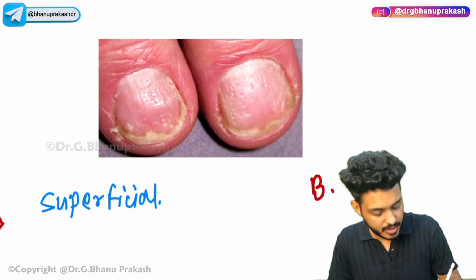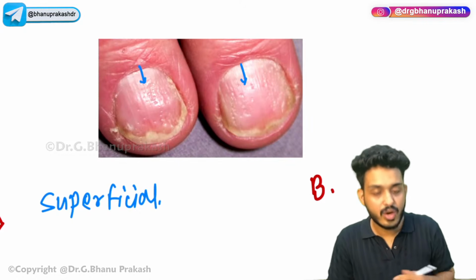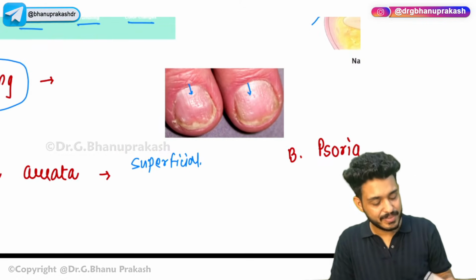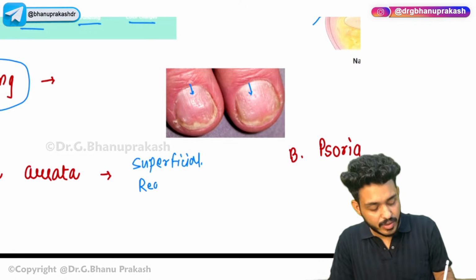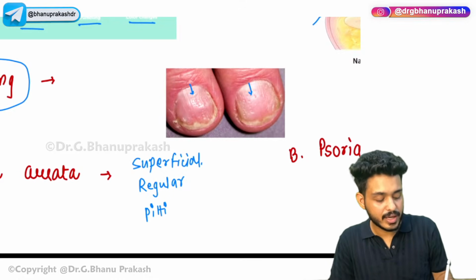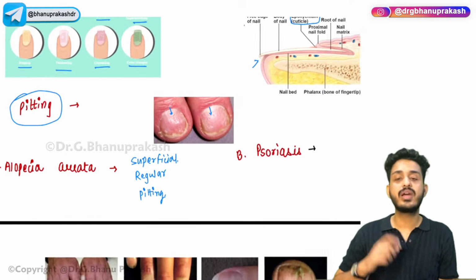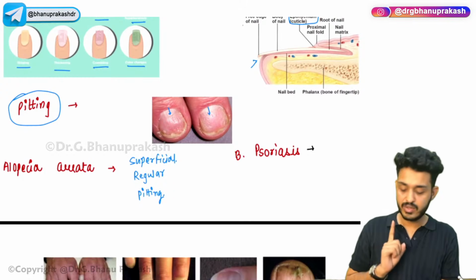This is pitting. Okay, so superficial pitting will be there. Is it regular or irregular? Sir, there will be regular pitting. Okay, superficial regular pitting is a feature of alopecia areata. Very important keyword that you have to remember.